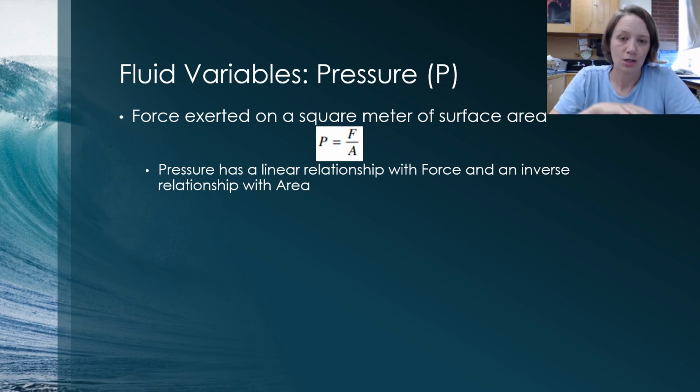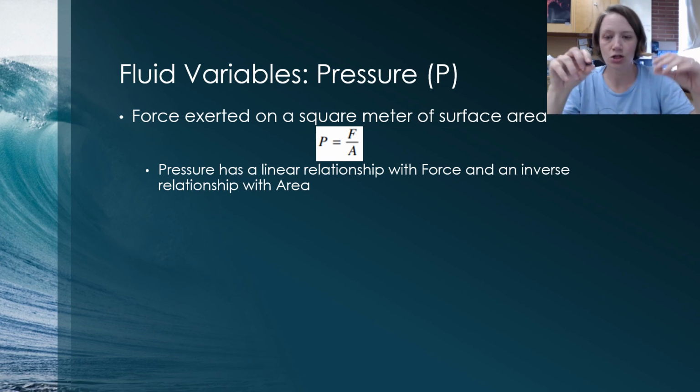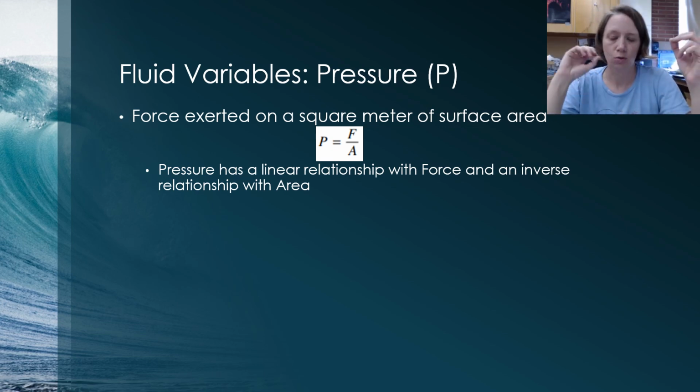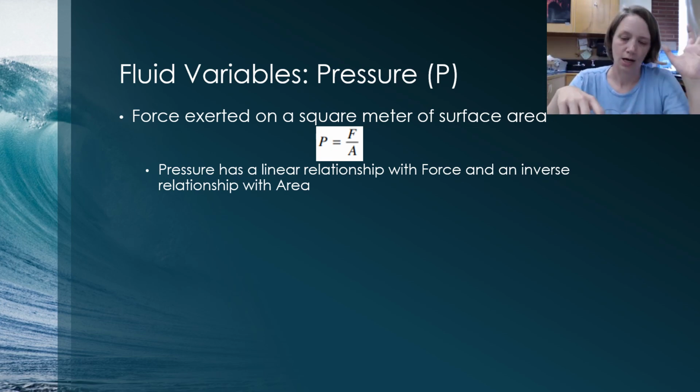That equation shows that we have a linear relationship between pressure and force. So the higher the force, the higher the pressure. And an inverse relationship with area and pressure. So the lower the area, the higher the pressure.